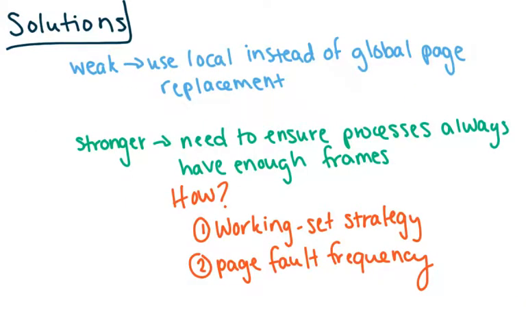So one weaker solution is just to always use local instead of global page replacement. If you don't know what this is, take a look at, again, the frame allocation video. A stronger approach would be to ensure that the process always has enough frames. One strategy that would specifically satisfy this is a working set strategy. And then also we can use what's called page fault frequency to add and subtract frames from a process on the fly.